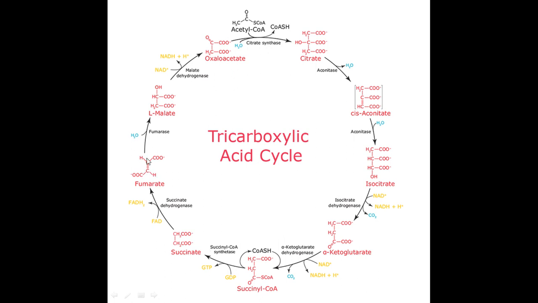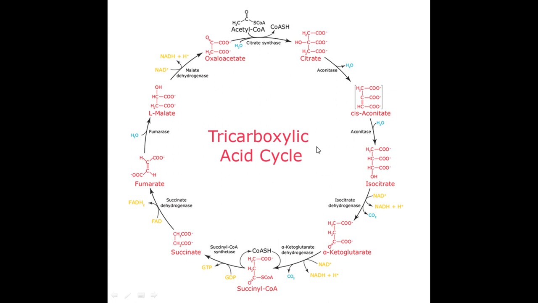The fumarate produced can also undergo hydration by the enzyme fumarase to produce malate. Then the malate undergoes oxidation once again to produce oxaloacetate. Now another molecule of acetyl-CoA comes and condenses with this compound to produce one molecule of citrate. So upon the movement of one acetyl-CoA in the Krebs cycle, there is production of 3 NADH, 1 FADH2, and 1 GTP.